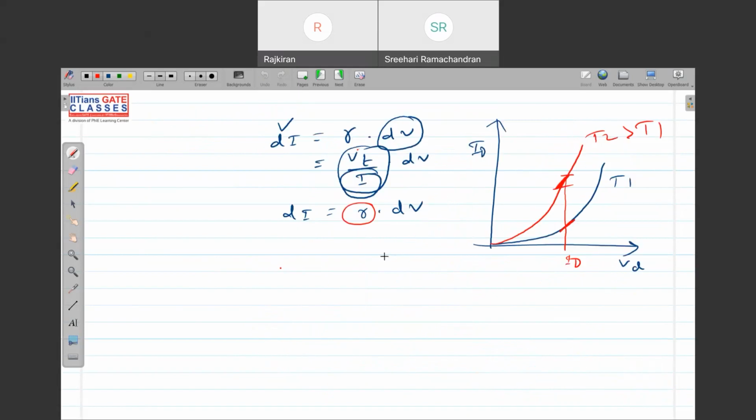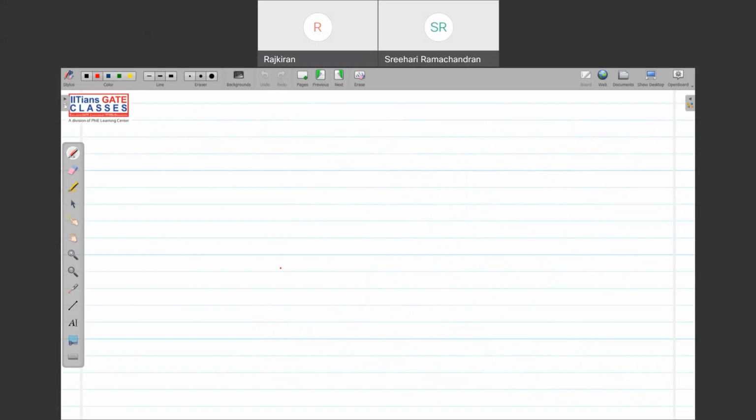One last thing I want to cover before I leave. What is called diffusion capacitance?